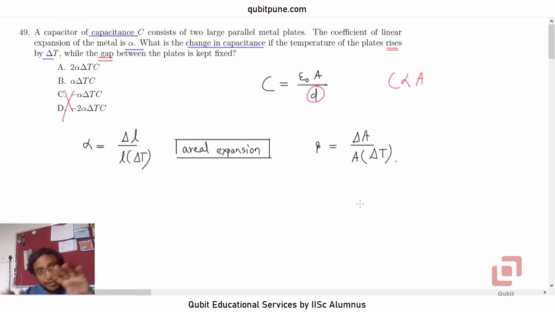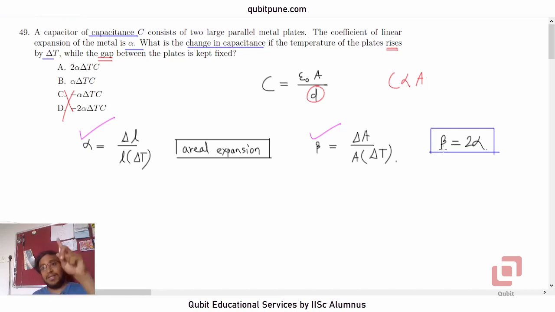Now the most important formula to solve the problem is the relation that you can develop between the coefficient of linear expansion and the coefficient of areal expansion, and that relation is beta is equal to 2 alpha. This is by far the most important relation. Well, you need the capacitance formula of course to begin with, but this is the relation. Now this is going to tell us by what amount the capacitance will change.